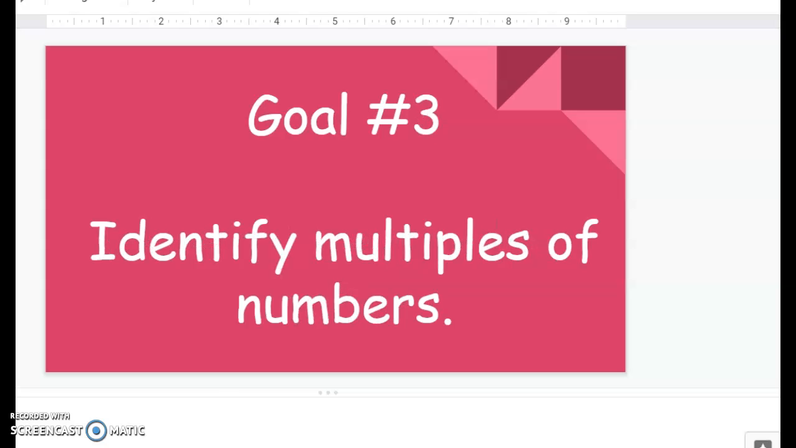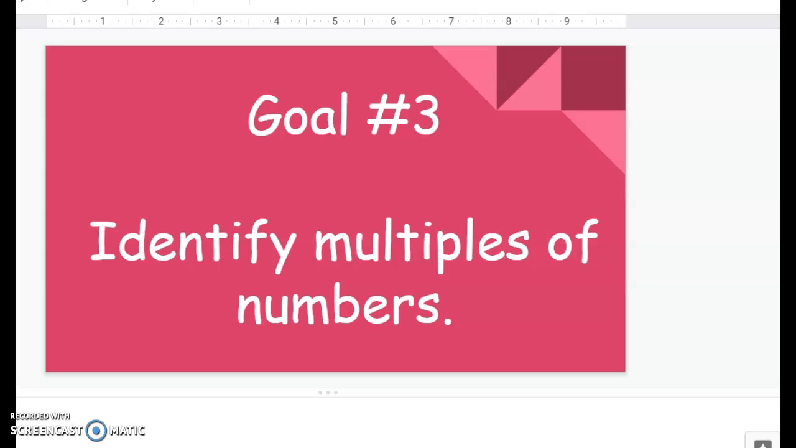Now, goal 3 is identify multiples of numbers. This would mean you are able to count by the coin value. So for a nickel, you could count by 5s. A dime, you could count by 10. A quarter, you could count by 25. And a half dollar, you would count by 50.